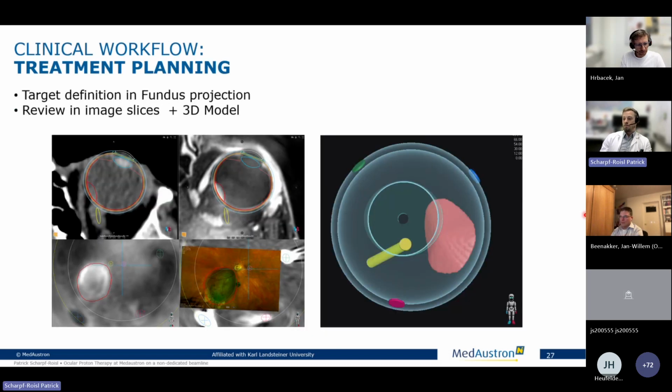If we look at treatment planning, of course we can then review our target, which is first delineated based on the fundus projection in the MR and verified with the fundus registration. We can then do a review slice-wise on CT and MR, as well as in a 3D model. This also always helps the ophthalmologists a lot to verify if this is what they actually saw in the patient eye. Because at the end, what counts is the ophthalmologist knows how the tumor looks, but he needs to transfer this knowledge into what we need as a model of the tumor.